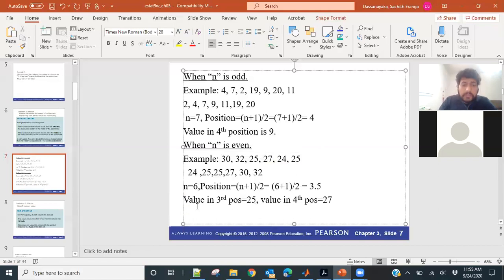Then you can find the median by taking the mean of these two, which means simply 25 plus 27 divided by 2. It gives you 26. So 26 is the median value. Don't worry, that value 26 is not in this data set, but that's the median of this data set. That's how we find it.